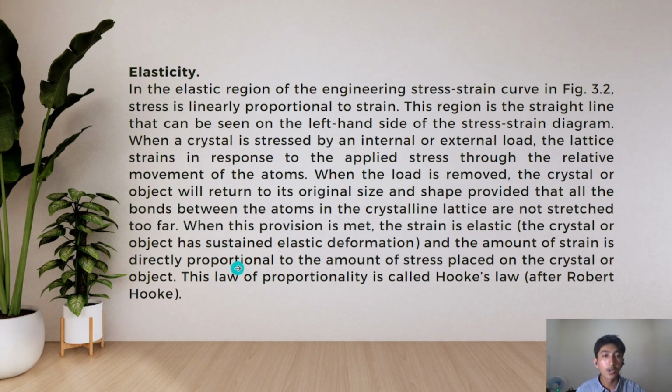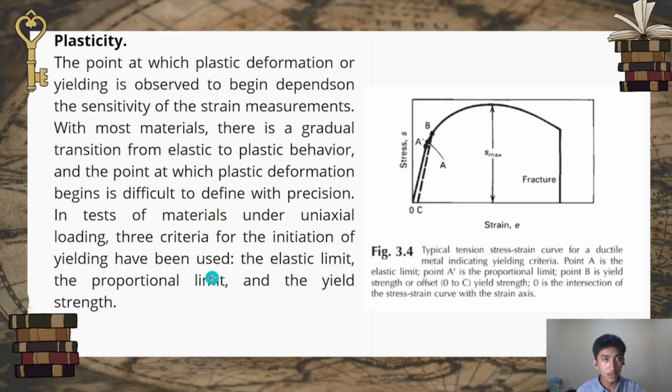When this provision is met, the strain is elastic. The crystal or object has sustained elastic deformation, and the amount of strain is directly proportional to the amount of stress placed on the crystal or object. This law of proportionality is called Hooke's law, after Robert Hooke. Next, plasticity.